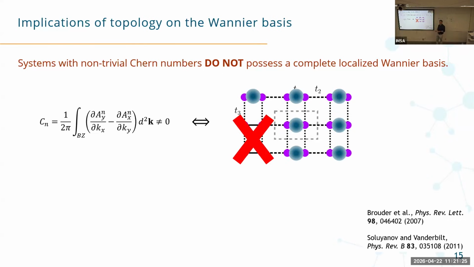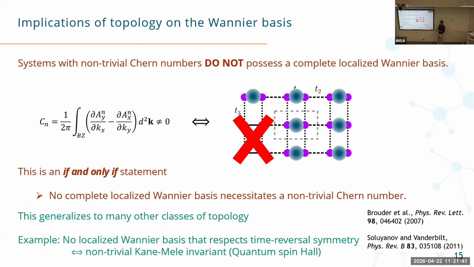It turns out that this is an if and only if statement. I have a bag of materials and I start pulling out materials and I find the localized Wannier functions and I find that I don't have a complete basis. It guarantees a non-zero Chern number. And this is a generalizable statement to basically every flavor of topology. So things even like the quantum spin Hall effect, the statement then changes to incorporate the relevant symmetry. If I pull out my favorite materials from my bag of materials and I find I can't find a Wannier basis that also obeys fermionic time reversal, I then am guaranteed a non-trivial quantum spin Hall invariant.